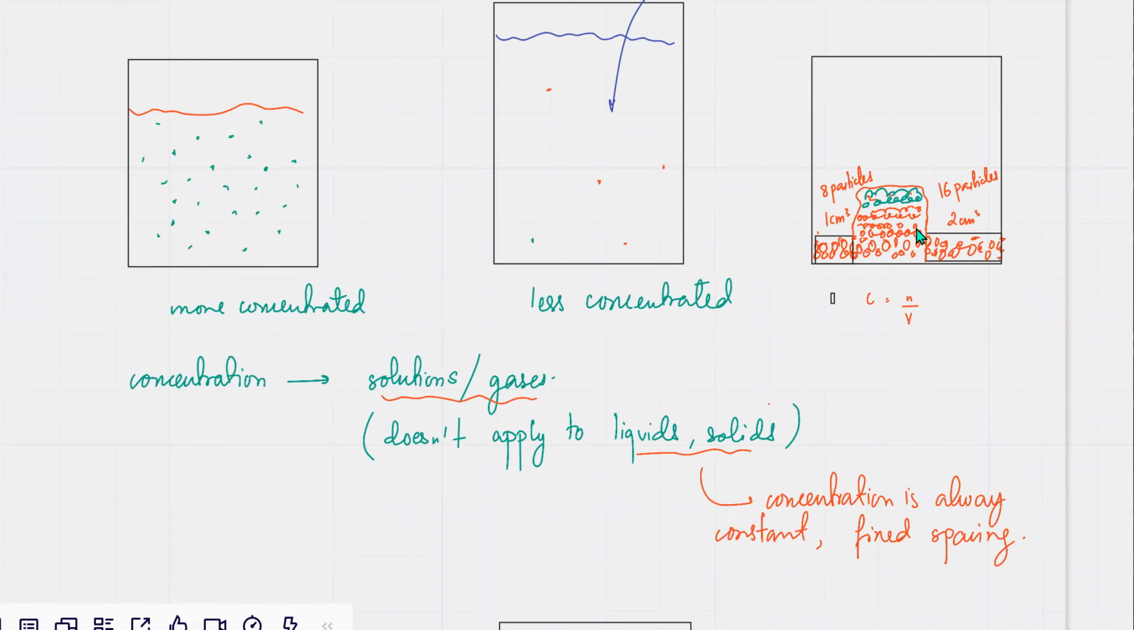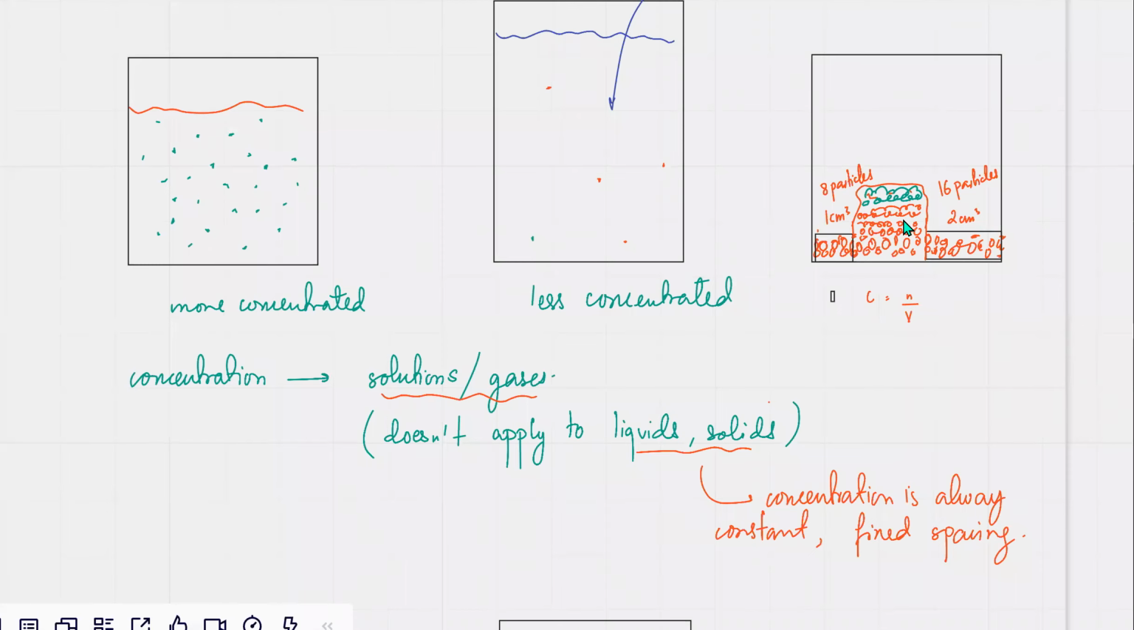Yes, sir. Thank you. In a solid, you can't change the spacing. They're always tightly packed. And liquids are also closely packed, not as tightly as solids, but closely packed. So keep in mind, never start calculating concentrations for liquids or solids. You're only going to calculate concentrations for solutions or for gases.